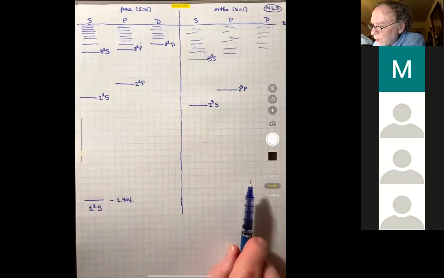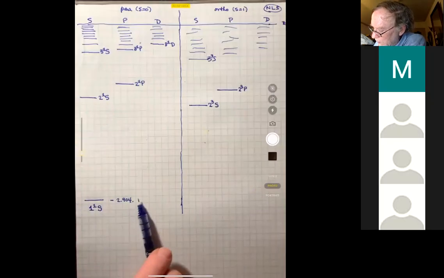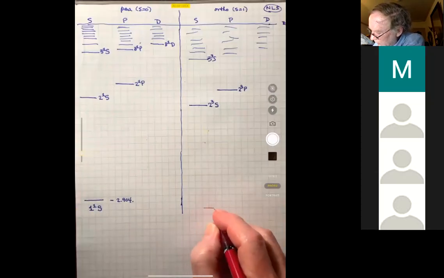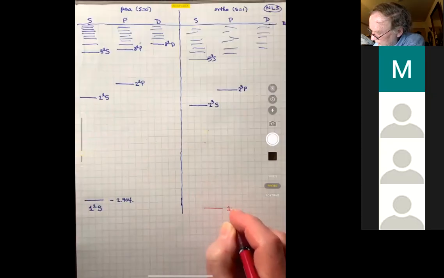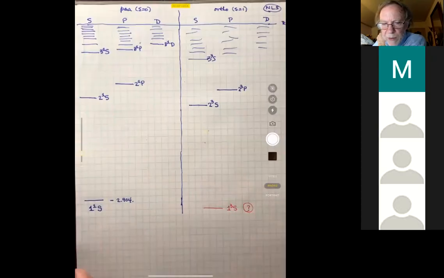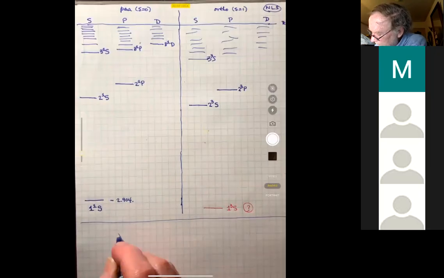If we compare this to the triplet side, the ortho side, the main thing that we see is that there's nothing corresponding to the ground state. That's to say, there's nothing over here. If it were here, it would be a 1 triplet S. But it's missing, so I'll put a question mark here. Why is there no 1 triplet S state? In fact, allow me to make a set of observations about this spectrum. The first one is that there is no 1 triplet S state.